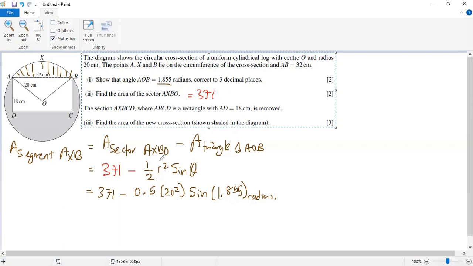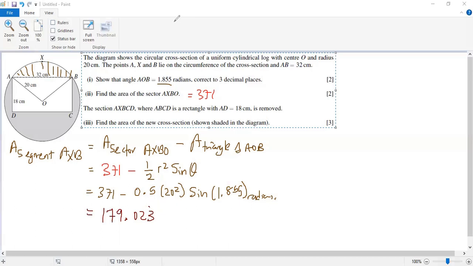Okay. So that means 0.5. I got confused with 371 minus. So 0.5 times 20 square times sine of 1.855. Ta-da! All right, so we have the number here as 179. Since they put the earlier one in 3 decimal places, I would personally put it in 3 decimal places. I'll follow it for accuracy: 179.023. Although it's maybe not applicable, it doesn't matter. So this is the area of the segment part.